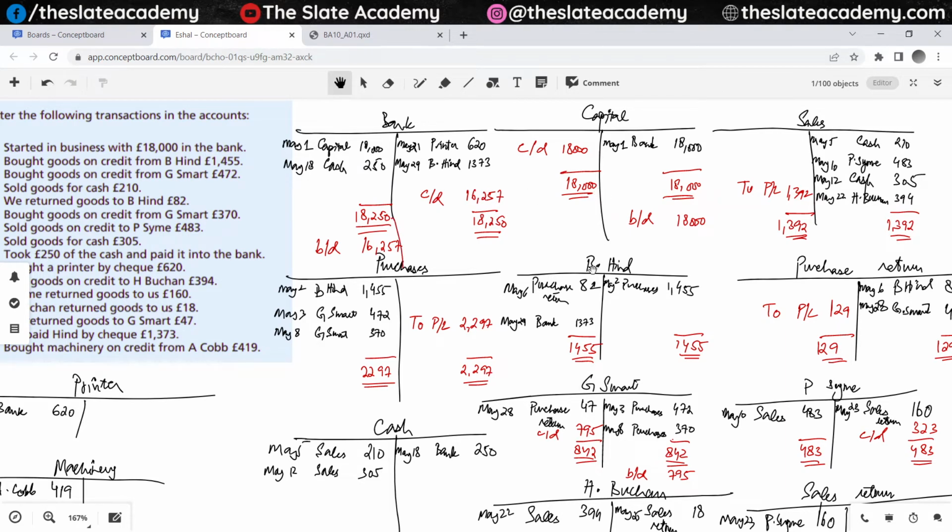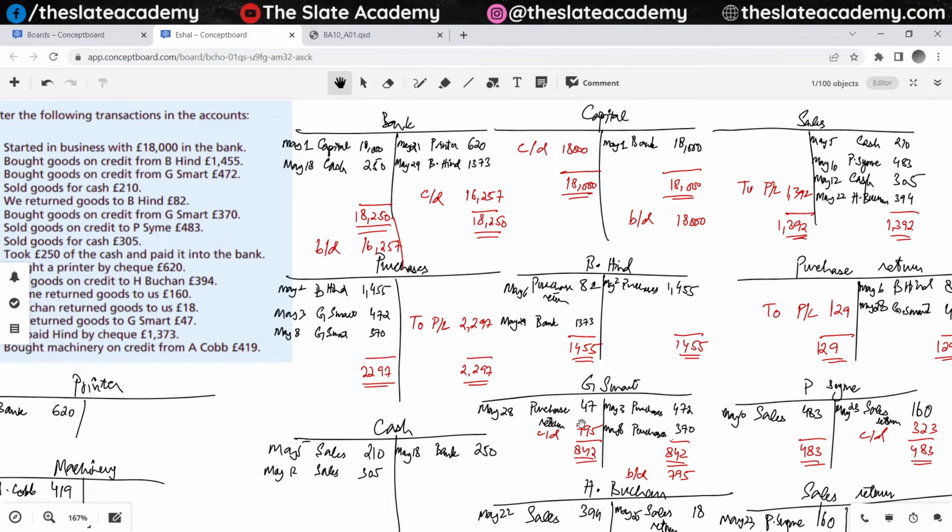Similarly for liabilities, let's say for G Smart, I bought goods from him for 472 and 370, and then I returned goods for 47. So I still owe him money. How much? 795. Okay. This person P Sime, he is an asset. It initially increased by 483, and then I returned him some goods worth 160. So he still owes me 323. So for assets, capital, and liabilities, this is showing me the closing balance of these particular accounts.